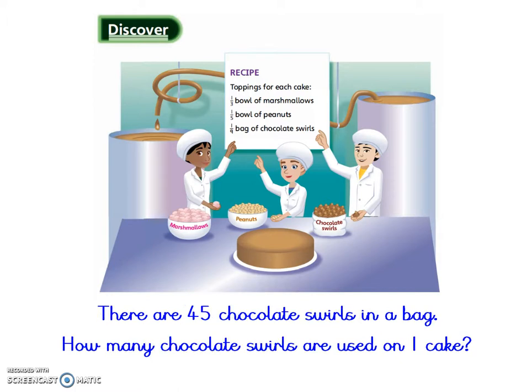For question 1b, we're asked, there are 45 chocolate swirls in a bag. How many chocolate swirls are used on 1 cake? Again, think about that strategy you'll use for question 1a, and think about looking at the recipe to identify what fraction you're going to be looking at off that bag of chocolate swirls.